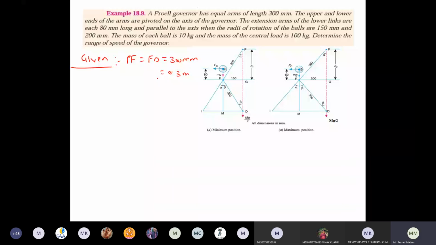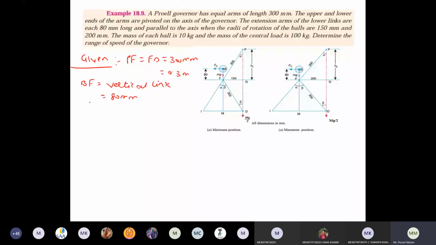Next, one more length. What have they given? BF. You can see here the distance between. Here in the Proell governor, the ball is not located at the point F. It is located with the help of a link of length 80 mm and located vertically upwards. That is the difference between Porter and Proell governor. In a Porter governor, this ball is located exactly at the point F. In a Proell governor, this ball is located at a distance vertically upwards. It is raised with the help of a vertical link. Here, what is the vertical link? BF is the vertical link whose length is 80 mm.